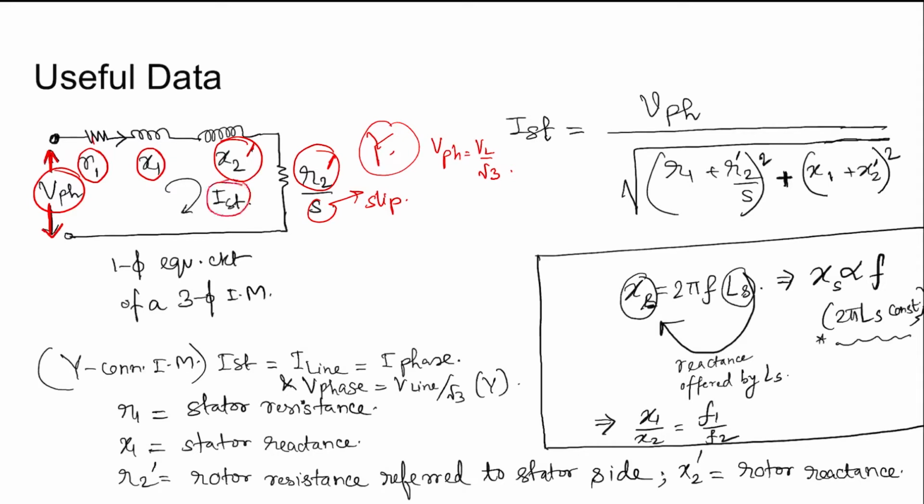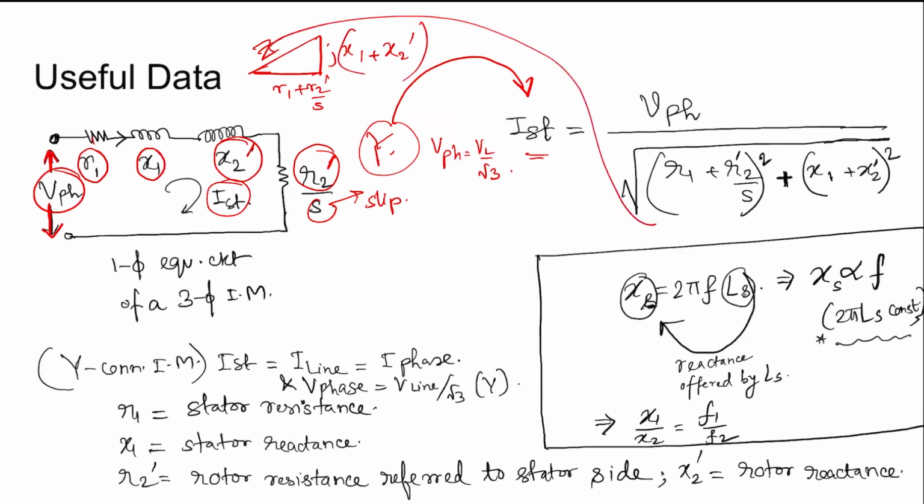So this is the equivalent circuit, and from here we can find the stator current. The line and phase currents are the same for a star connected induction motor, so the stator current I stator can be defined as V phase by root over (R1 plus R2 dash by S) whole square plus (X1 plus X2 dash) whole square, because actually R1 is like this and this is jX1. So when you find the net impedance, this is R1 plus R2 dash by S and j(X1 plus X2 dash). So the net impedance is like this. Then V phase by net impedance is I phase, or I line is the same, so I stator is like this.